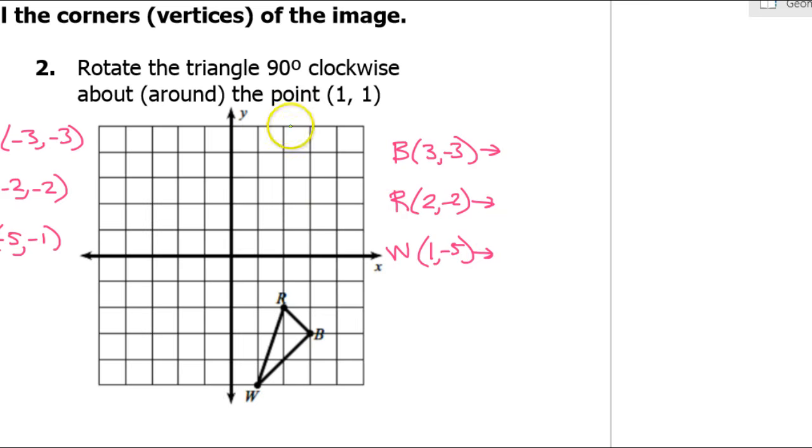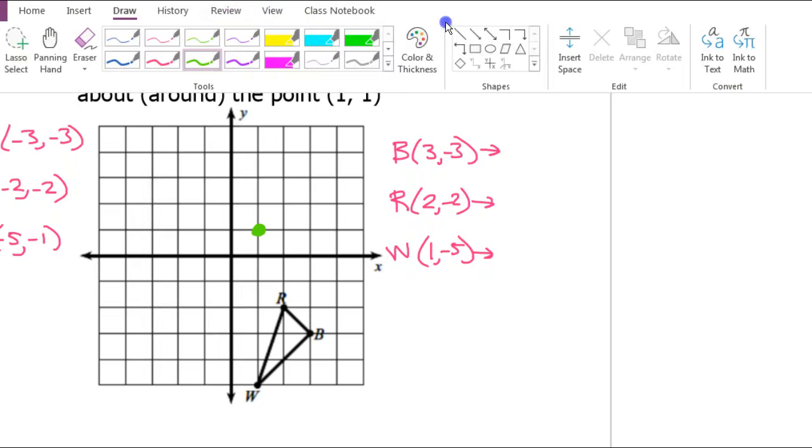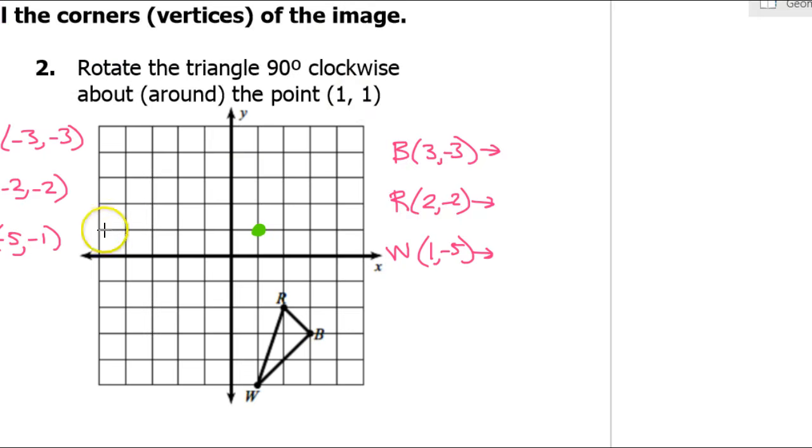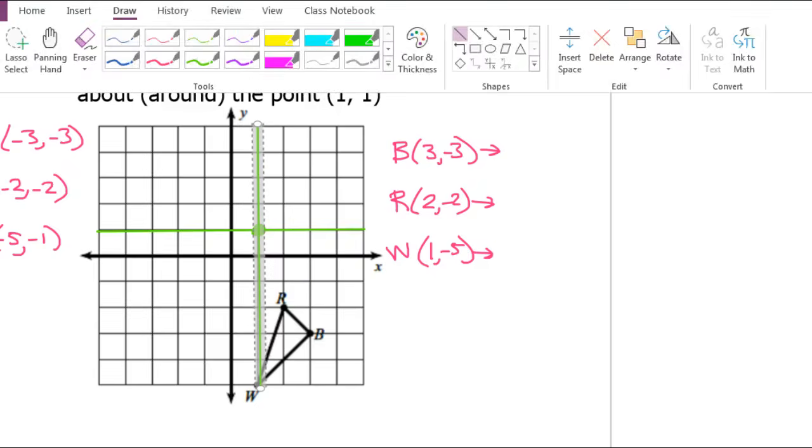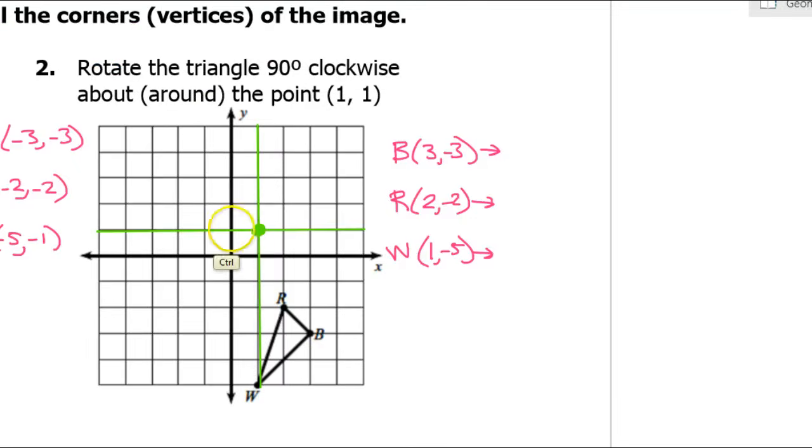So instead, I find that the easiest thing to do is to take the center of rotation, which is 1, 1, and then pretend that this is the origin. The way I'm going to do that is by making a new x-axis and a new y-axis, like this. Okay, so I'm going to ignore my old x and y axis.